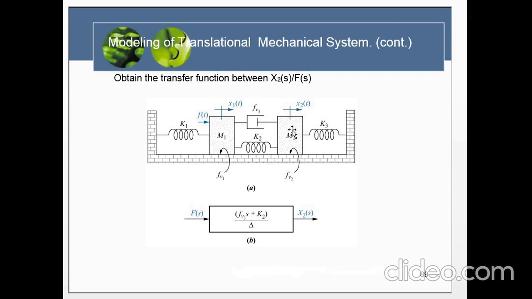The movement of M2 is x2(t), and the movement of M1 is x1(t). Then this force F works in M1. The force works in M1, and the direction is to the right side. Okay, there is the block diagram, and you all please try to find this.